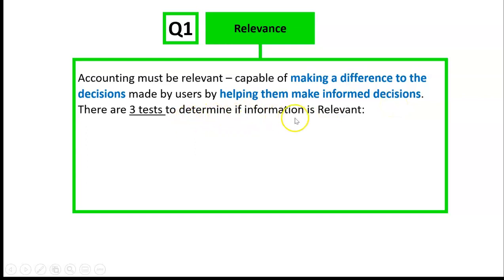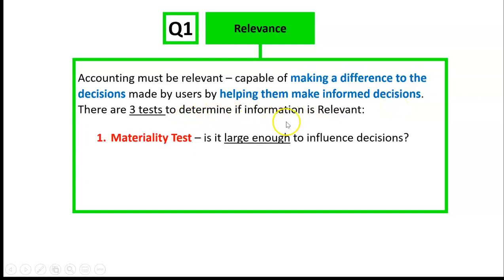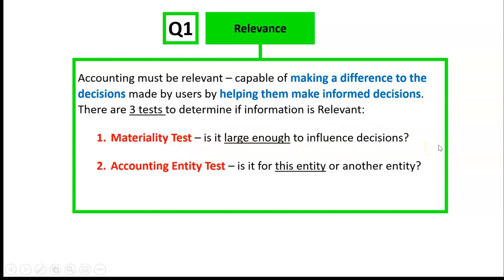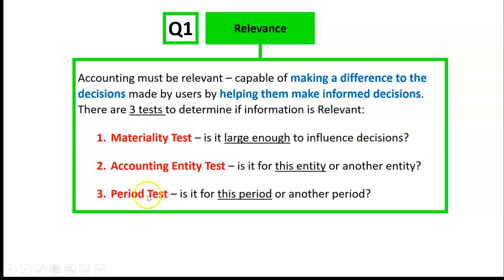There are 3 tests to determine if information is relevant. 1, materiality test. Is it large enough to influence a decision? 2, accounting entity test. Is it for this entity or another entity? And 3, does the bit of information pass the period test? Is that bit of information for this period or another period?